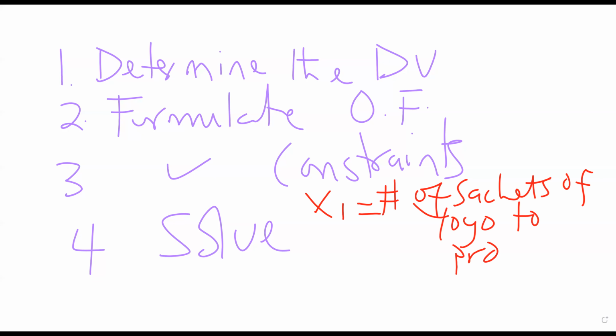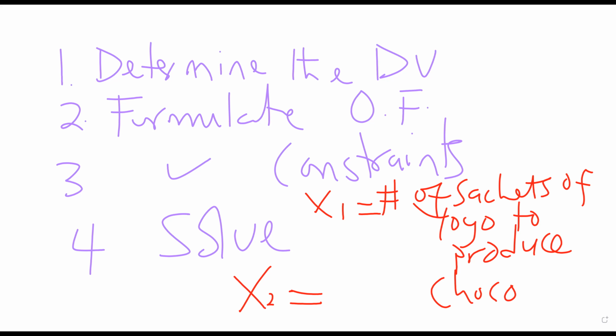And I want you to be writing this, because whilst you are writing this, it's going to help. The number of sachets of Fan Yogo to produce. Whereas the X2 will be the number of sachets of Fan Choco to produce. So it's very important to recognize this, understand this, and apply this anytime you are dealing with any of these things. It's very important.